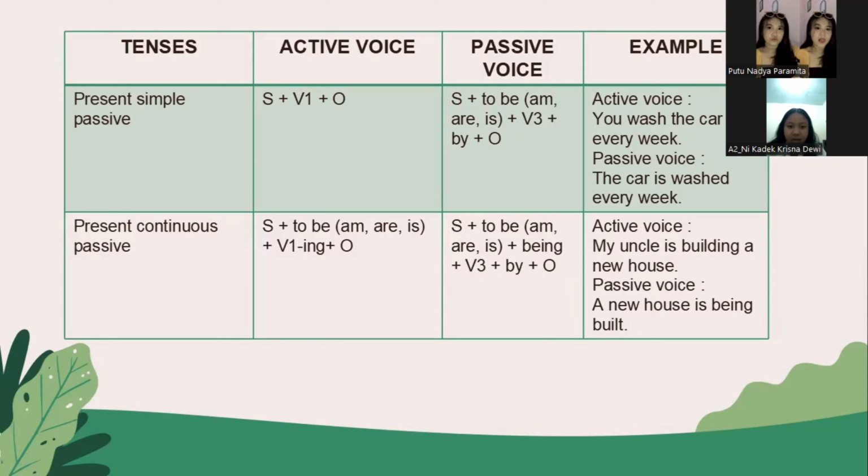Number 2 is present continuous passive. The pattern for active voice is subject plus to be plus verb-ing plus object. The pattern for passive voice is subject plus to be plus being plus verb 3 plus by plus object. The example for active voice is: my uncle is building a new house, and for the passive voice: a new house is being built.